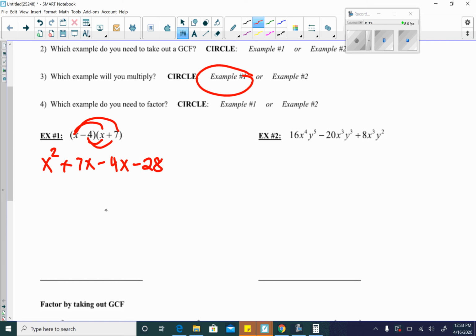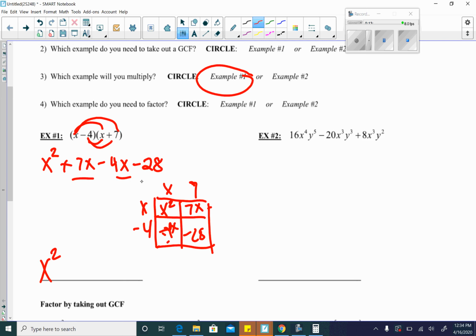Now, don't forget, you can also do the box method if you want. We learned about that at the beginning of the chapter. If you'd like to set this up as x, negative 4, x, 7, and multiply within: x times x is x squared, negative 4 times x is negative 4x, negative 4 times 7 is negative 28, and x times 7 is 7x, and combine these. That's the same thing, okay? Either way, when we combine our like terms, 7x minus 4x is 3x, and we have negative 28. And now we have it in standard form, okay? So standard form, quadratic, or factored form.